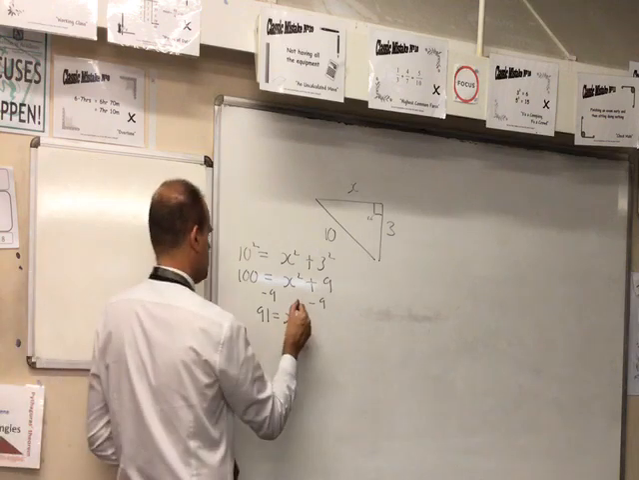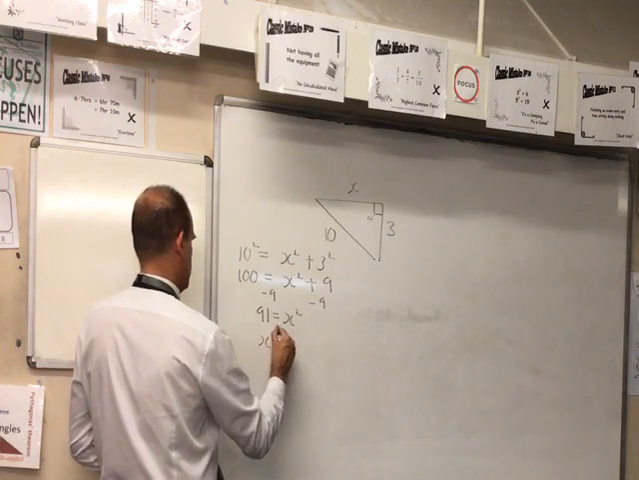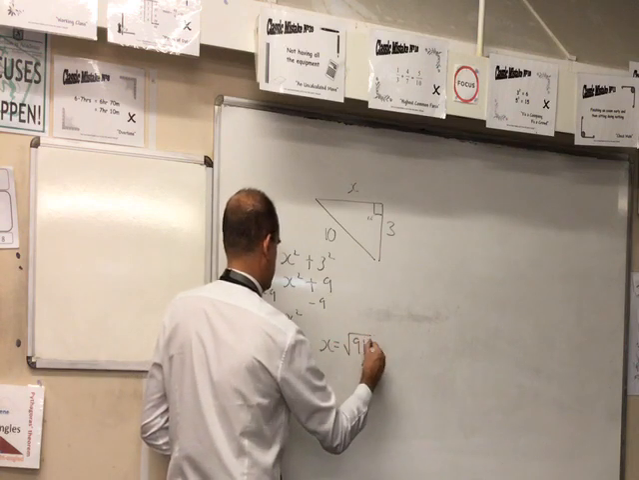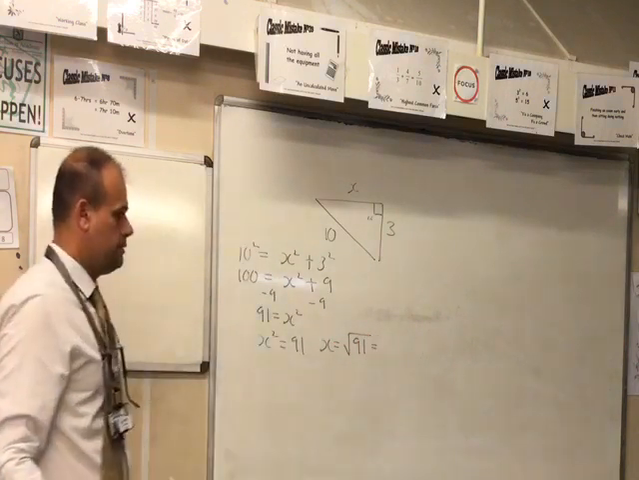Okay, and then I'll just turn that around because I work left to right. Take the positive square root of that, because obviously as I've discussed earlier, you don't want the negative. Square root of 91.